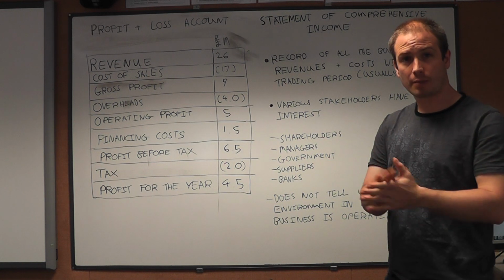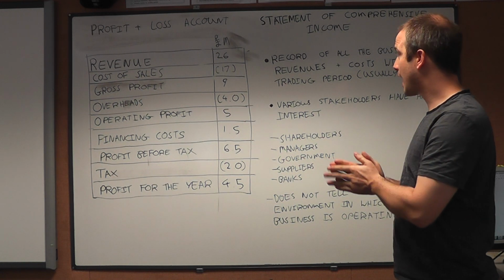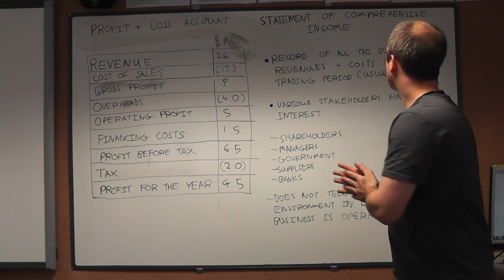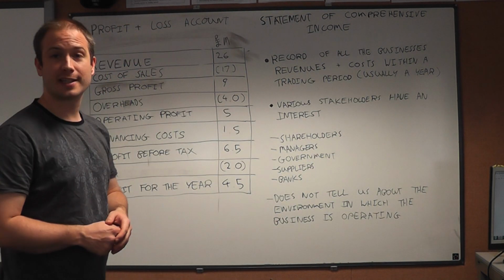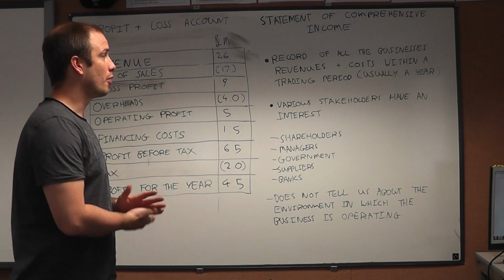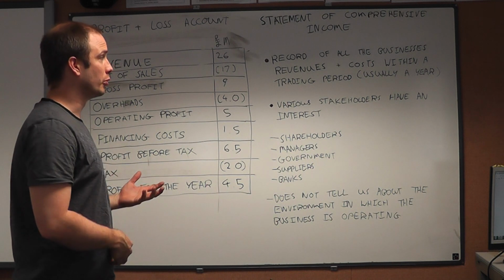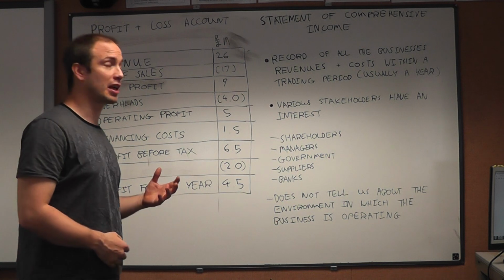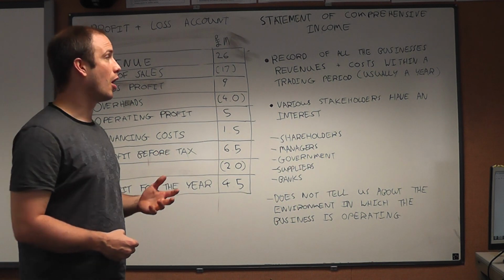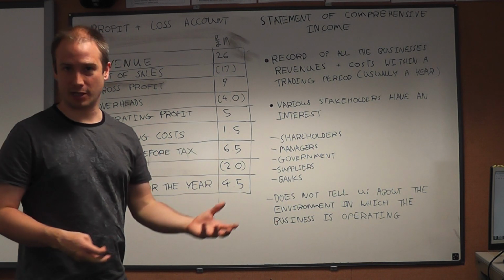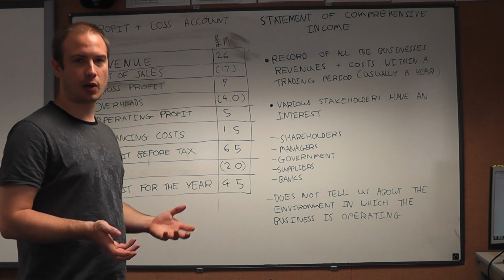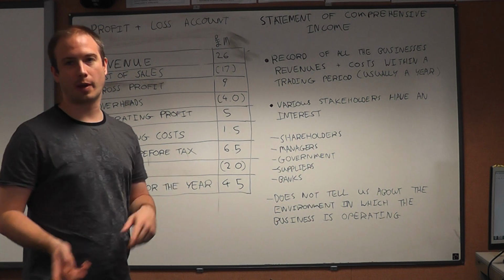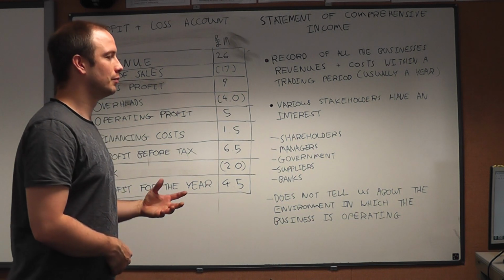The financial statement that I'm going to look at today is the profit and loss account, which is often called the statement of comprehensive income. So what this is, it's a record of all the business's revenues and costs within a year, or within a trading period. Basically, these have to be published by limited companies and public limited companies by law.